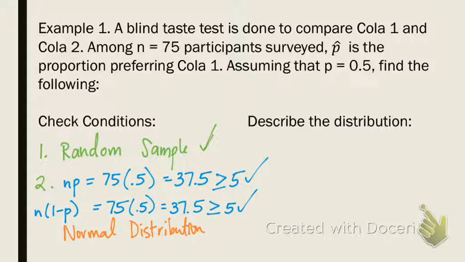Then it says describe the distribution. When I say describe, I want the shape, I want the mean, and I want the standard deviation.